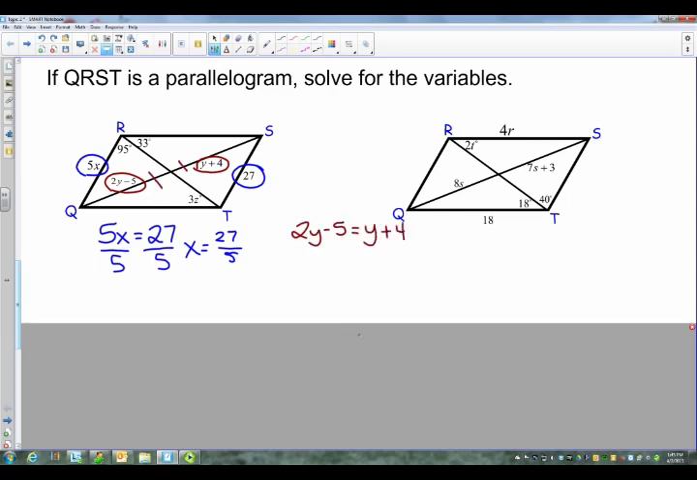Anytime two things are congruent, they are equal, and you can set them equal. So I solve this out: subtract y, add 5, those cancel, and I end up with y equals 9. And there is your answer there.